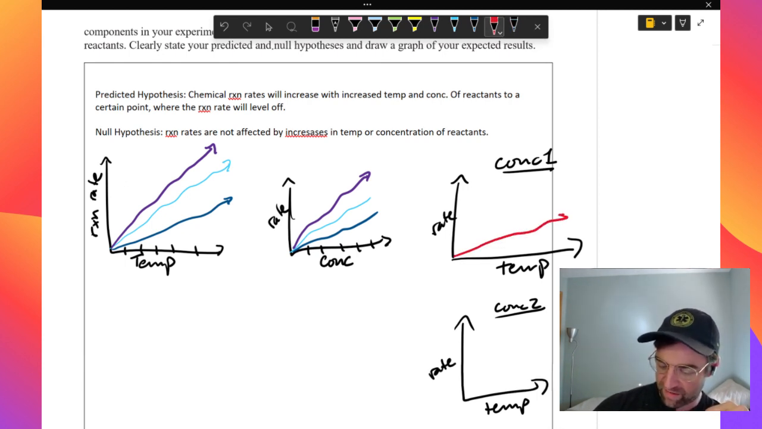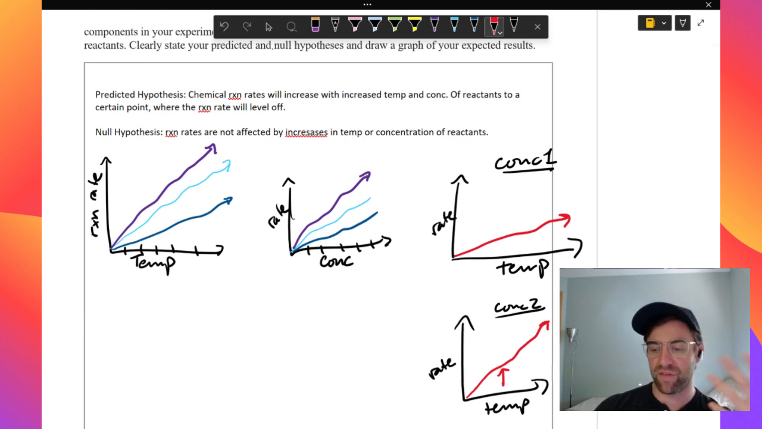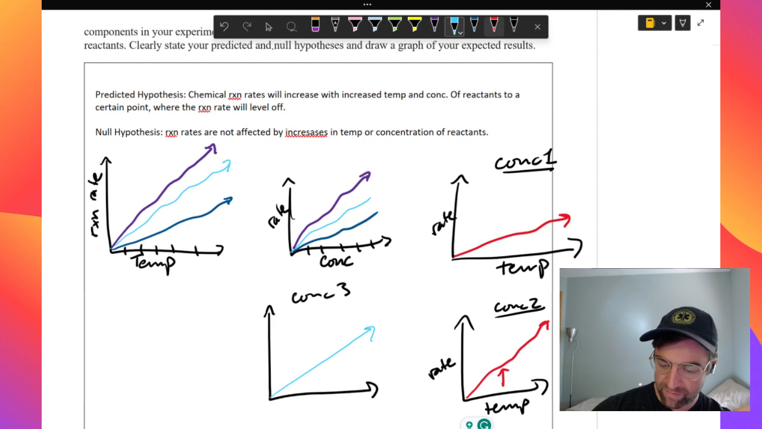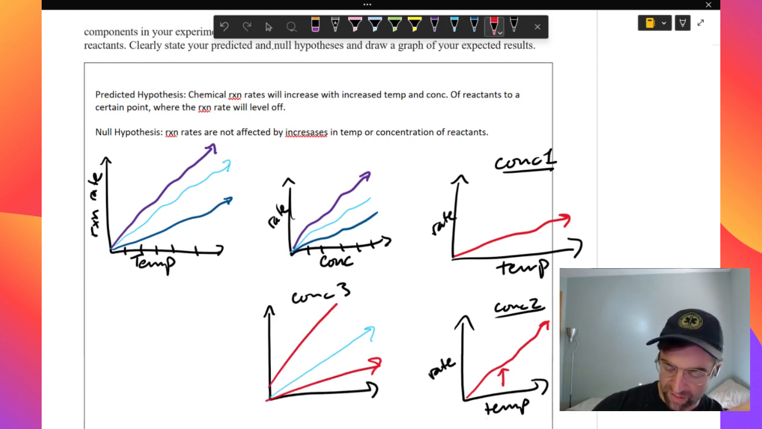And let's say that concentration 2 is a lot higher and you did it at those various temps. Maybe it has a steeper slope to it. And that would give you the impression that increased concentration and temperature together had a great effect. And if our hypothesis was correct, we would have a third concentration that was somewhere in the middle. Right? We had concentration 1 and concentration 2 on either side.